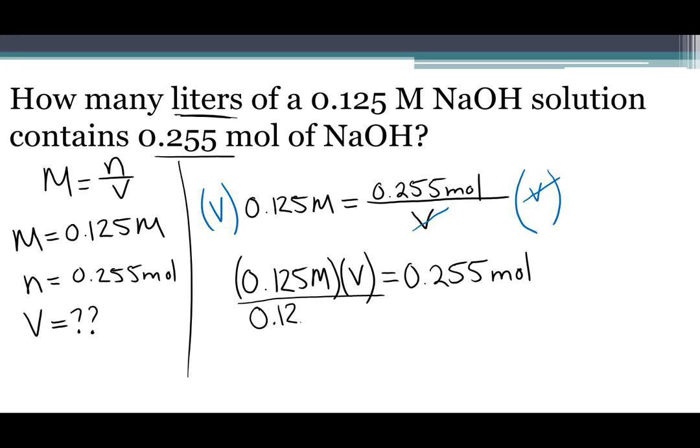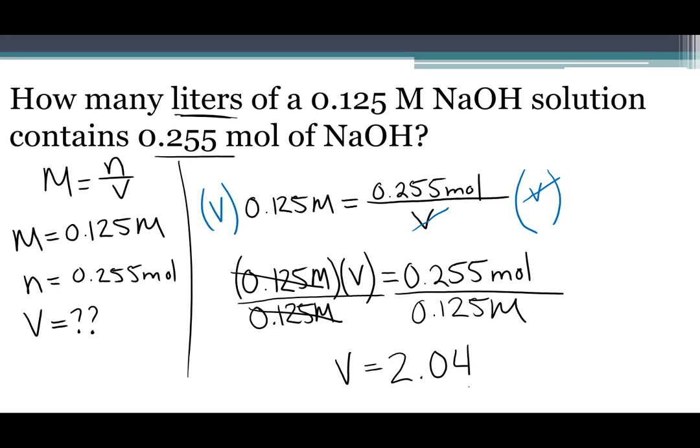So 0.125, that cancels. Whatever I do to the left side, I have to also do to the right side. So divide by 0.125. So we're left with volume on the left, and now we just type that into our calculator. So 0.255 divided by 0.125, and we get 2.04. What are our units?